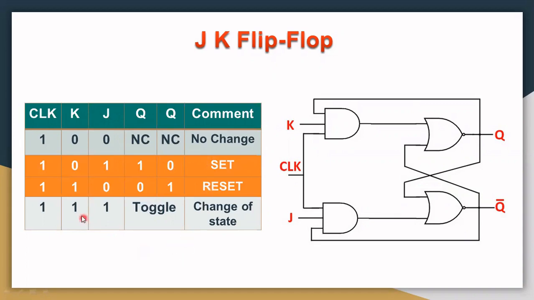And we have one more state. J is equal to K is equal to 1. That is called toggle state. It changes its previous state.